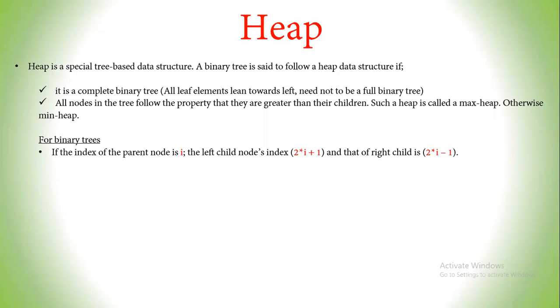So this is finding a child if the index of the parent node is known. So how to find the index of the parent if the index of the child is known? That will be the next key point, right? So the index of the parent of a child node with index i is given by floor of (i minus 1) divided by 2. Floor means round down.